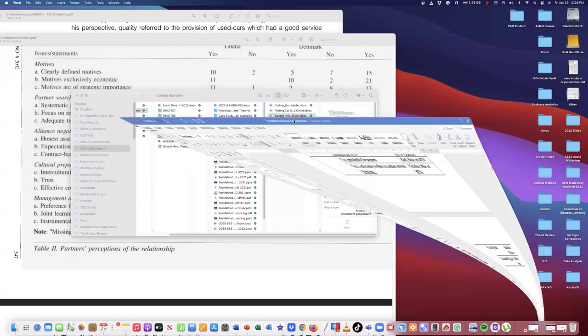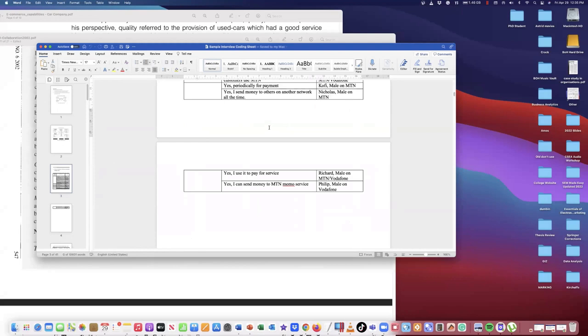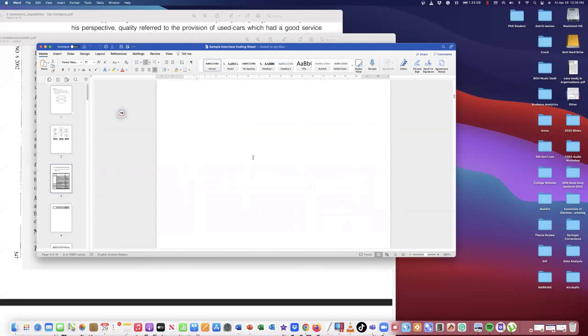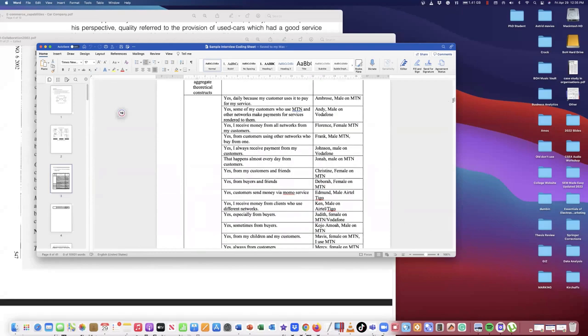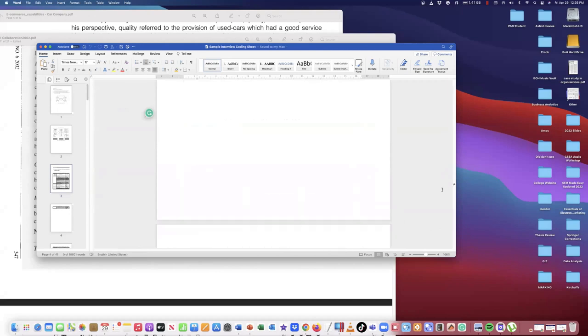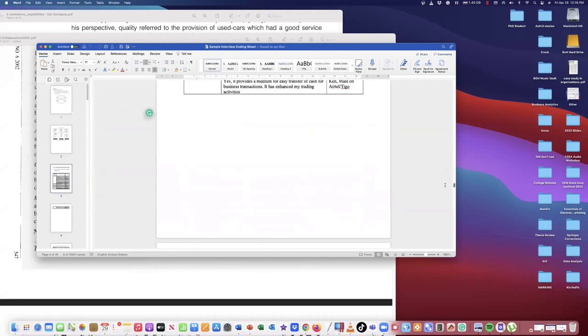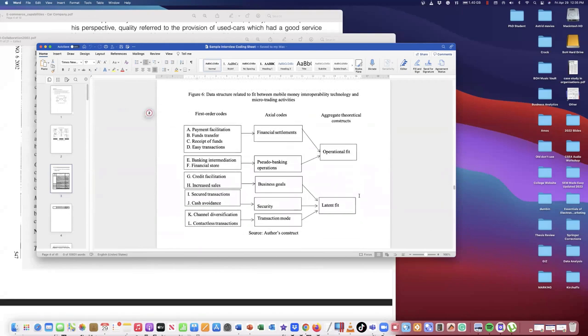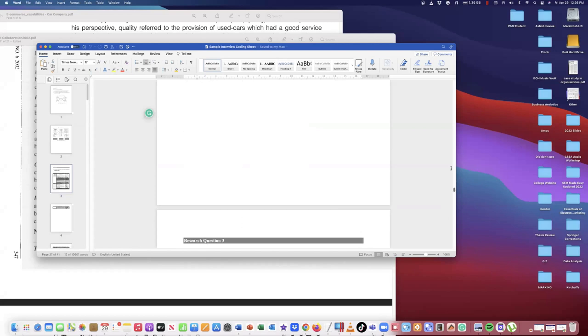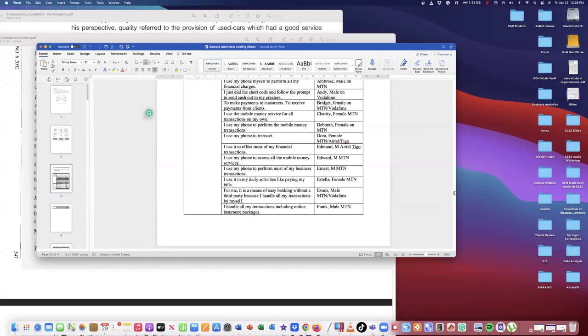Okay, I'm coming. Let me just show you something. This is what we did in another class. Okay, see how this one works. Look at it. So you are supposed to name all the things. So credit facility, increase sales, business goals, money intermediation, financial store, studio banking. So this one will combine and come to operational fit. Now look at it, the model itself.